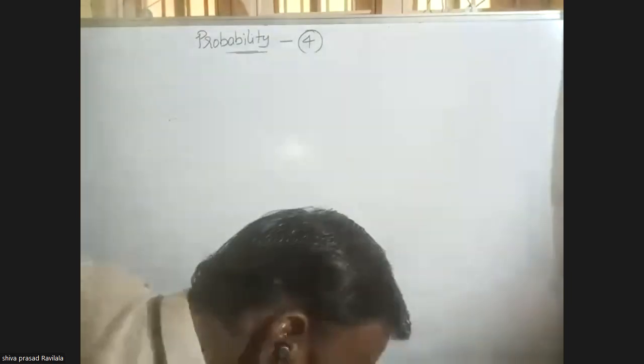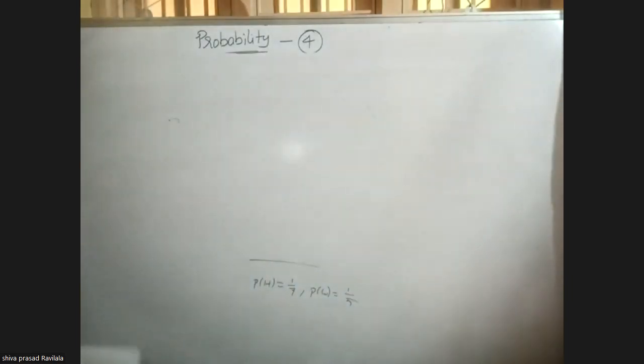Probability of A intersection B. That is, probability of A intersection B is equal to probability of A into probability of B. These two are independent events.